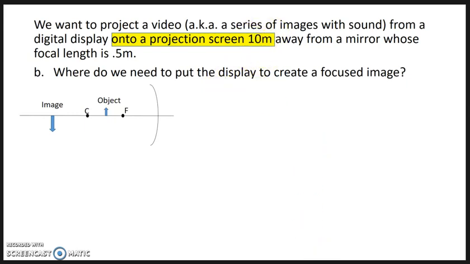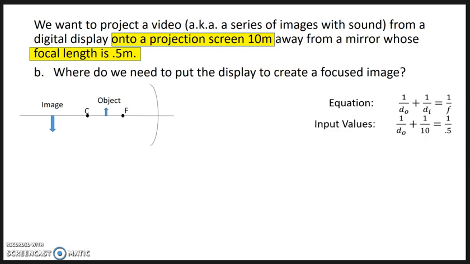The other value that we can quickly identify is that it even tells us right here the focal length is 0.5 meters. So that's what the F value is. So let's look back at our equation there. Now, once we have our equation, we can substitute in these values in their appropriate places. So now we have 1 over object distance plus 1 over 10 equals 1 over 0.5.